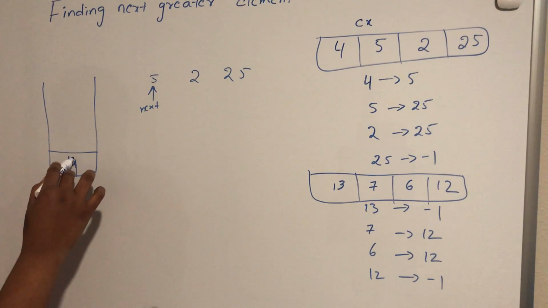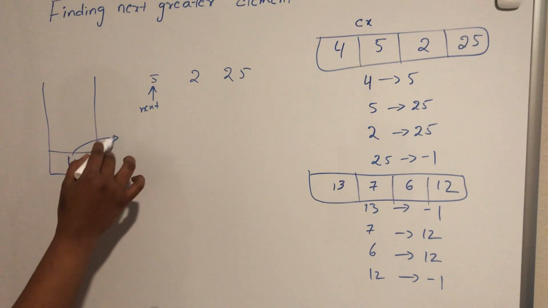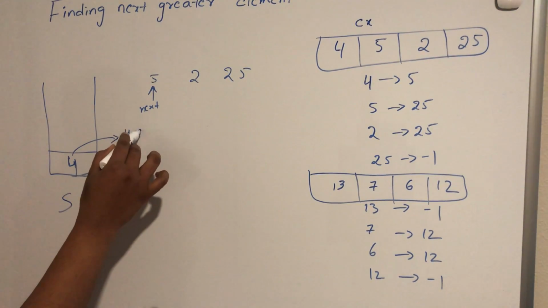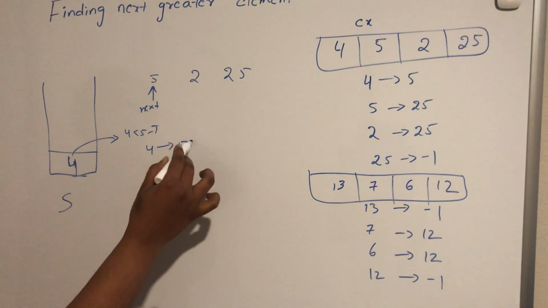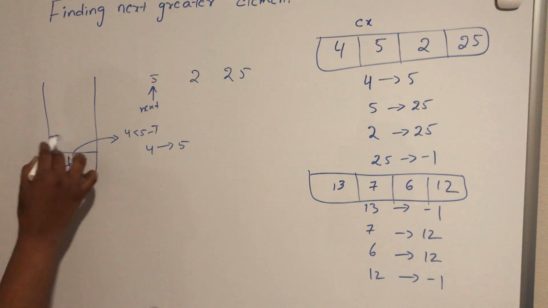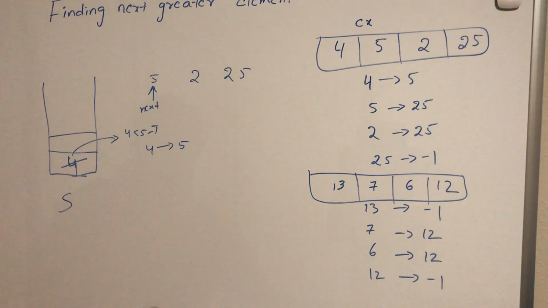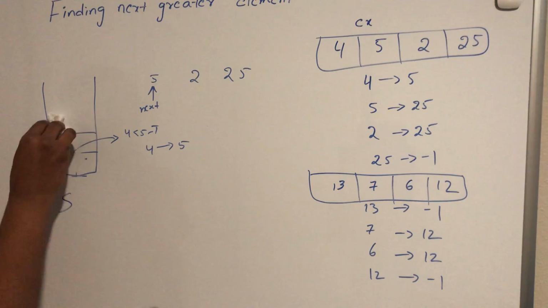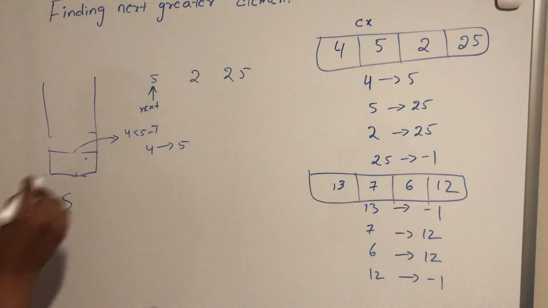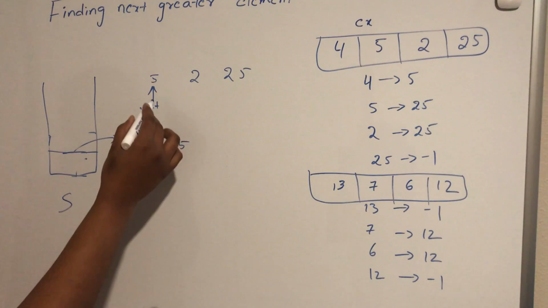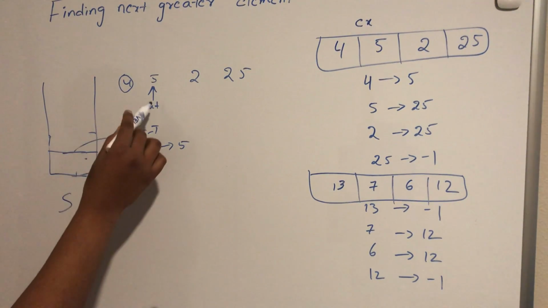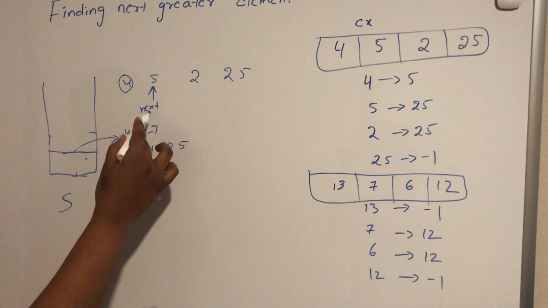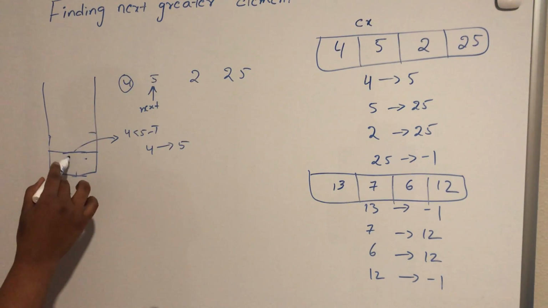So I will pop 4 from the stack and check: 4 is less than 5, true. So the next greater element for 4 is 5. Then again I will push 5 into the stack. First I pushed 4 into the stack, and I compared it with the next element.